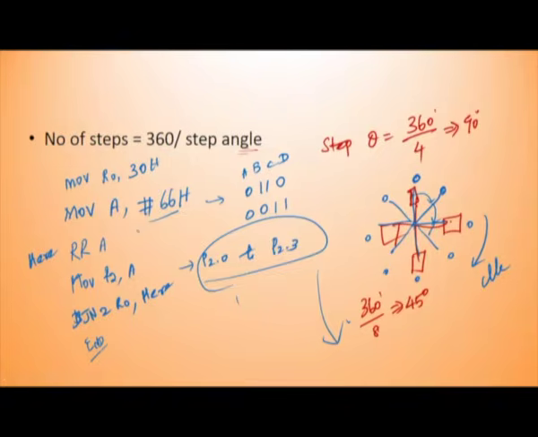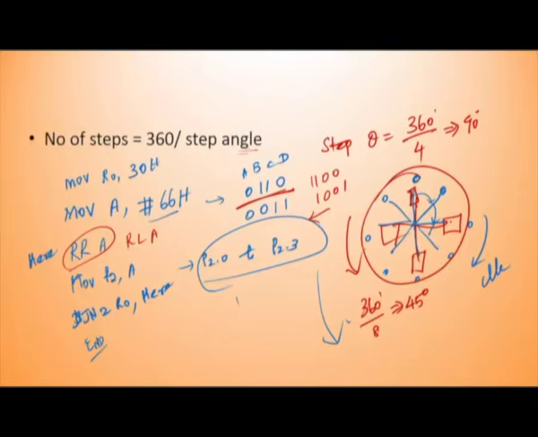Suppose you want to rotate in the left direction, that is the anti-clockwise direction. No need to write another program, just replace rotate right with rotate left. With rotate left of the accumulator, the bit positions change: this is the initial value, now it becomes 1100, then next it becomes 1001. This left rotation makes the motor rotate in the anti-clockwise direction, and the right rotation gives the clockwise rotation.